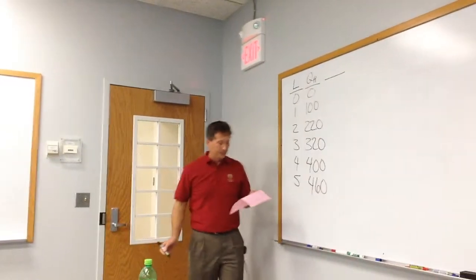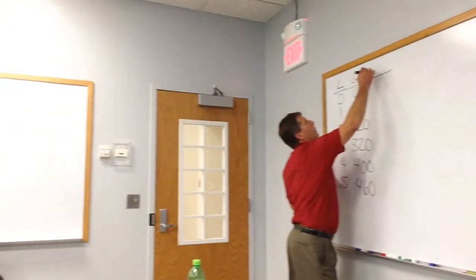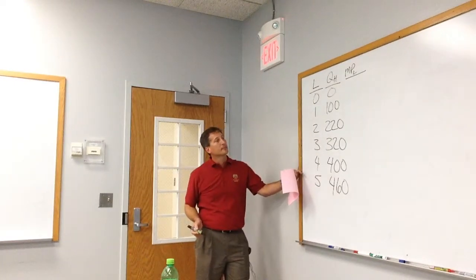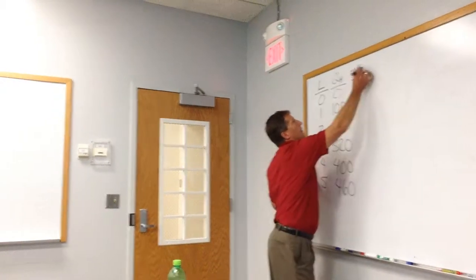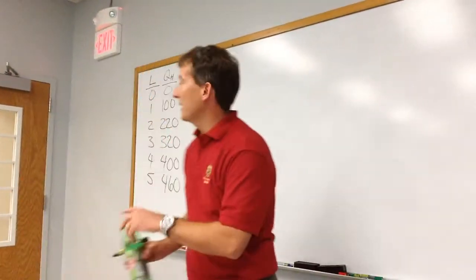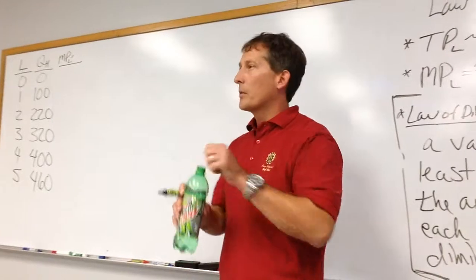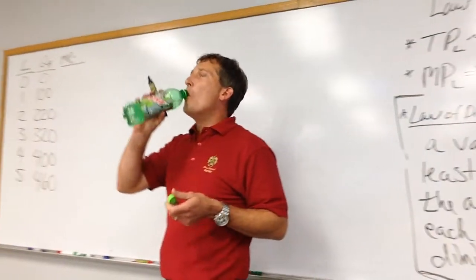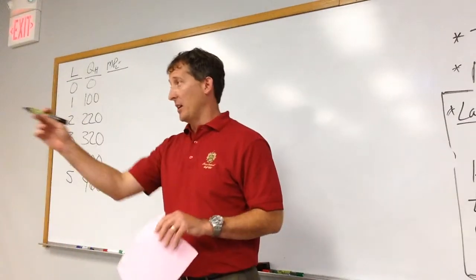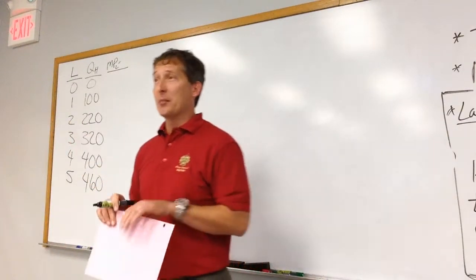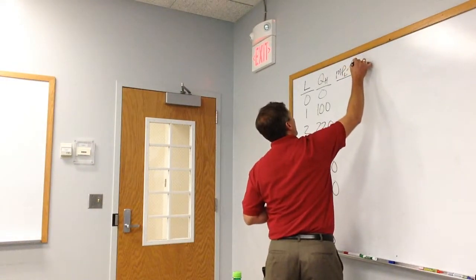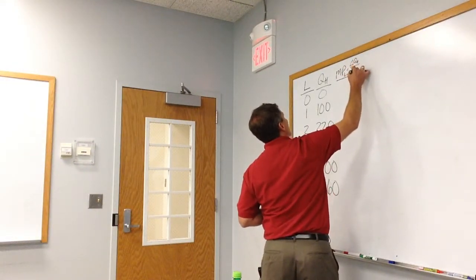Next column, the marginal product of labor is equal to what? What's that formula look like again? Change in quantity over the change in labor. So that's in your notes. We just did it a little bit ago. Change in quantity of hamburgers over the change in workers.